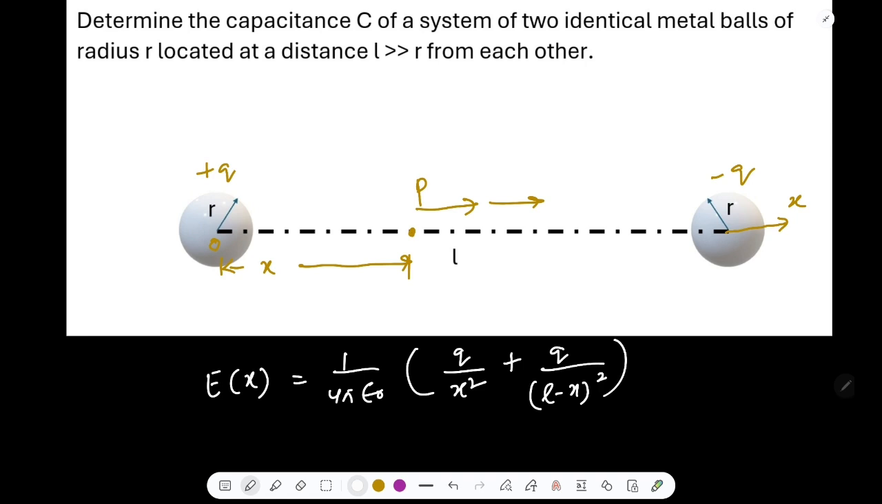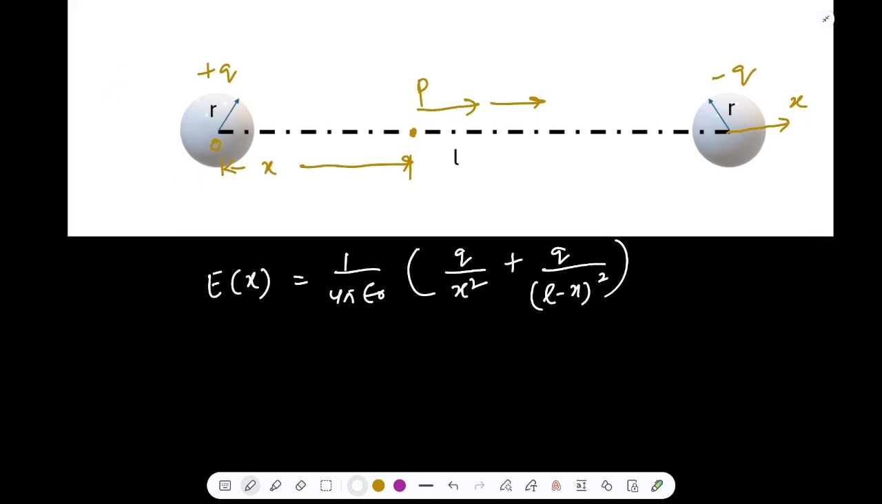Now we are going to find the potential difference between the surfaces of the balls, and to find the potential difference we will simply integrate the electric field between them. The electric field is already written, so the expression for potential difference can be simply written as, I often write capital U as the potential difference. You can write V.